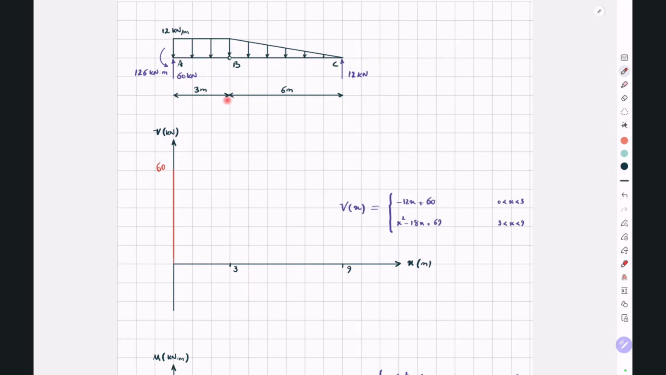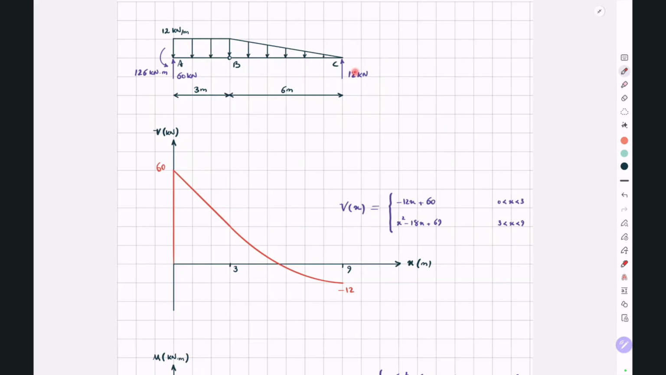At point B, where x equals 3, there's no point load, so there won't be any jump. And from point B to C, or x between 3 to 9, our shear force is this quadratic function, which will look something like this. And this is negative 12 here. And finally, at point C, we have a positive support reaction equal to 12 kilonewton. So negative 12 plus positive 12 will bring us back to shear force equal to 0.